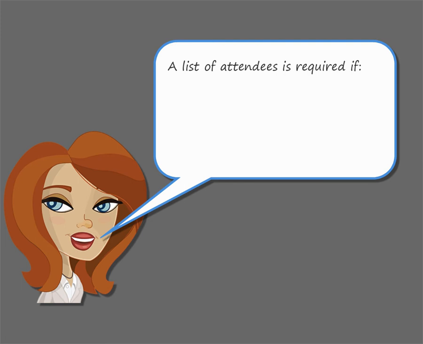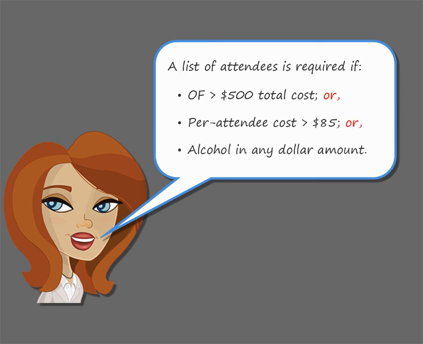A list of attendees must be added to the expense if the total cost of the official function is more than $500, or if the per attendee cost of the official function is more than $85, or if there is alcohol in any dollar amount. Check with your department, though, to see if a list of attendees is required at other times.